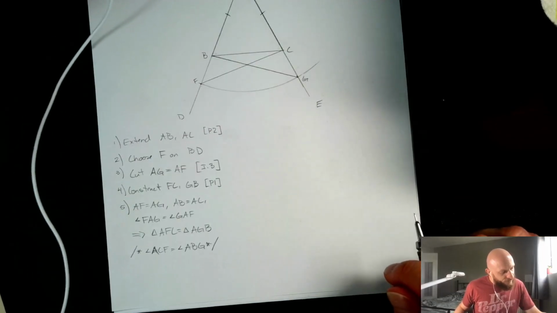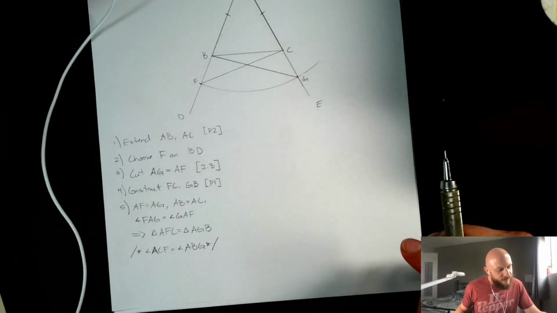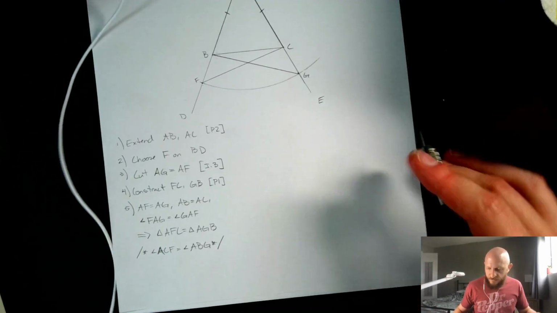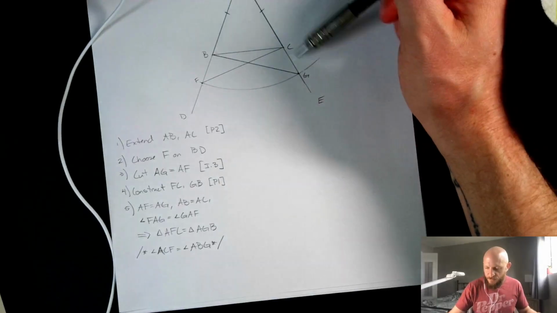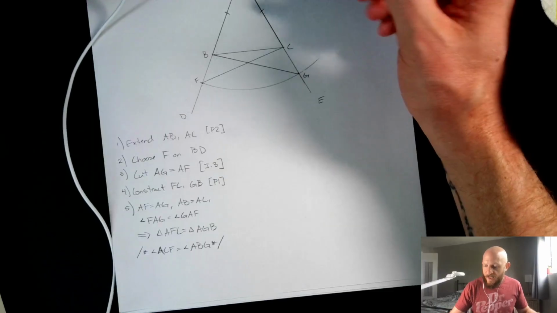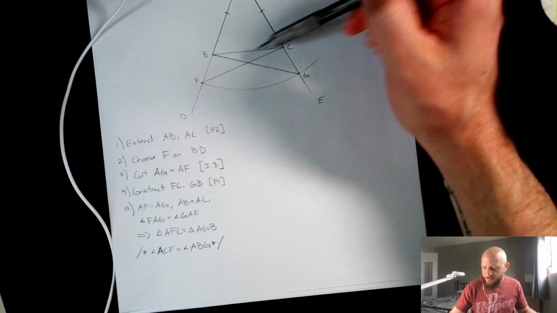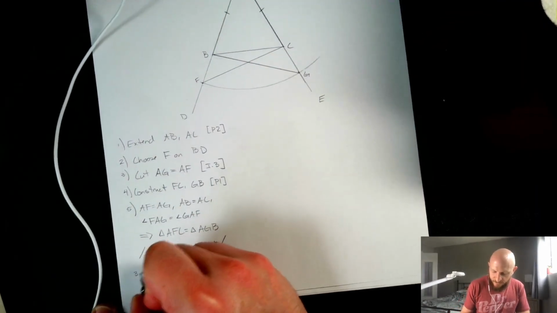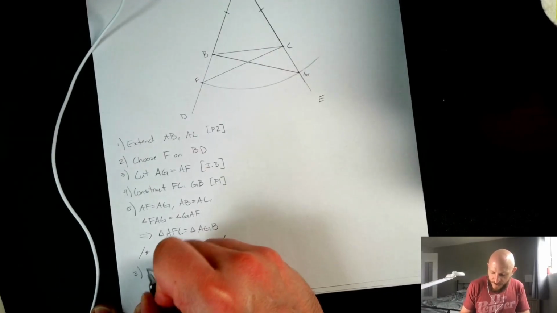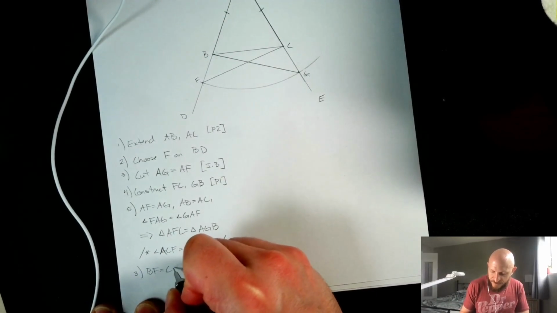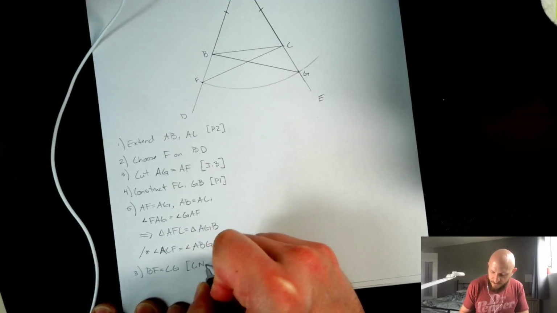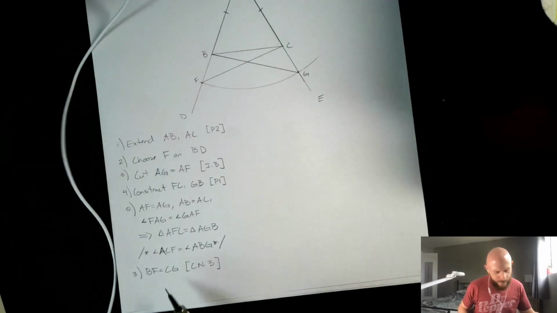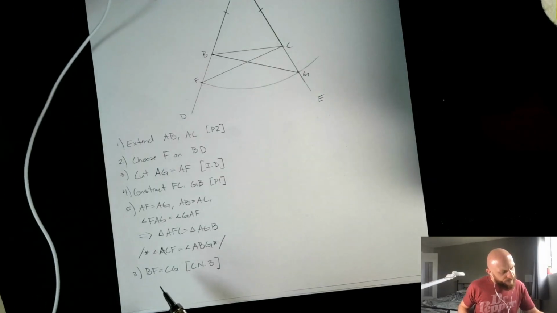What comes next? He says, and since the whole AF is equal to AG, and in these AB is equal to AC, the remainder BF is equal to the remainder CG. So, since AF is equal to AG by construction, and we know that AB is equal to AC, the remaining pieces must be equal. And that's common notion 3. I'll just state it. So BF equals CG. This is common notion 3.